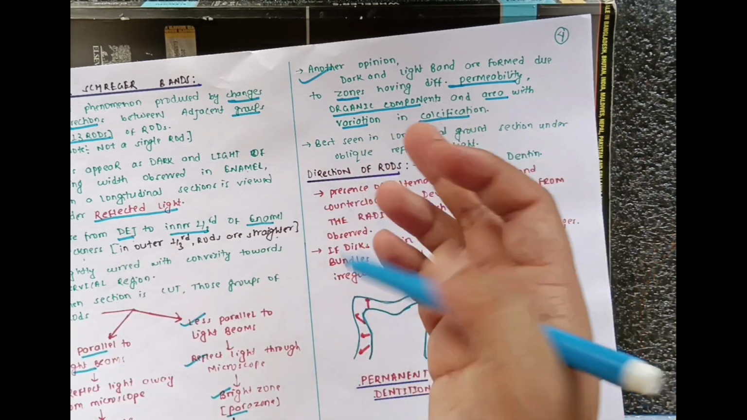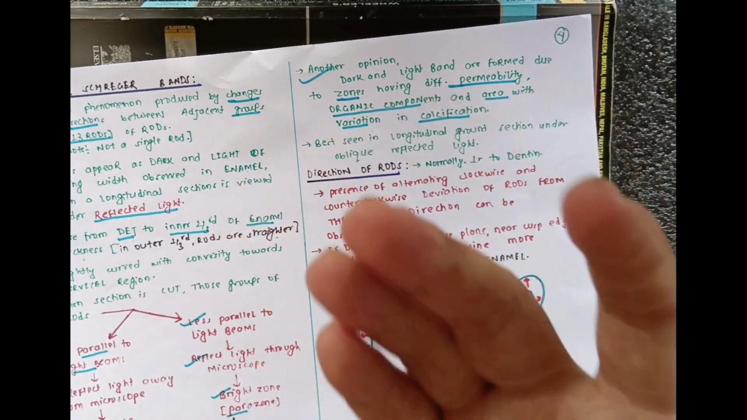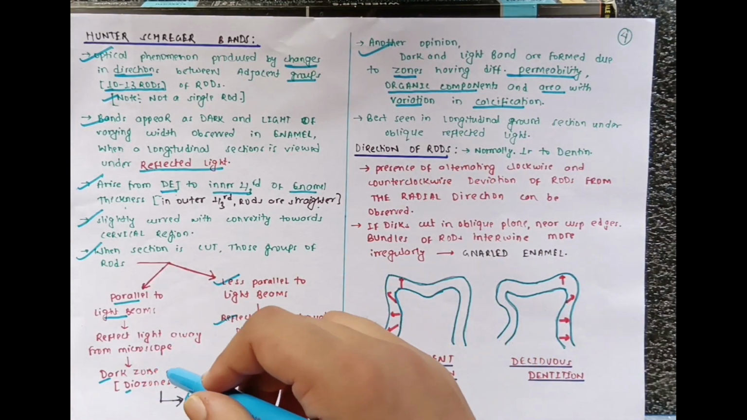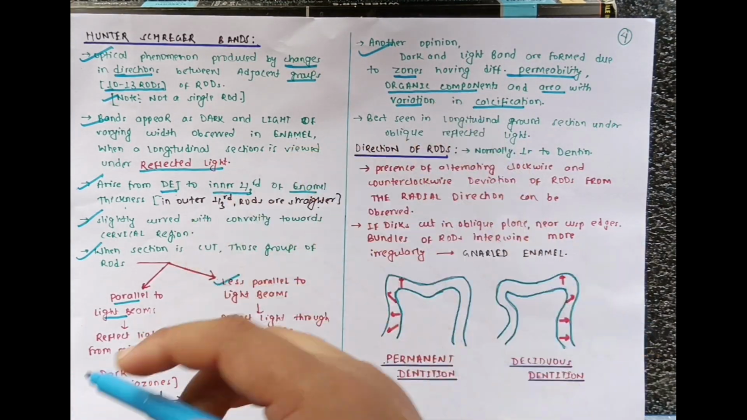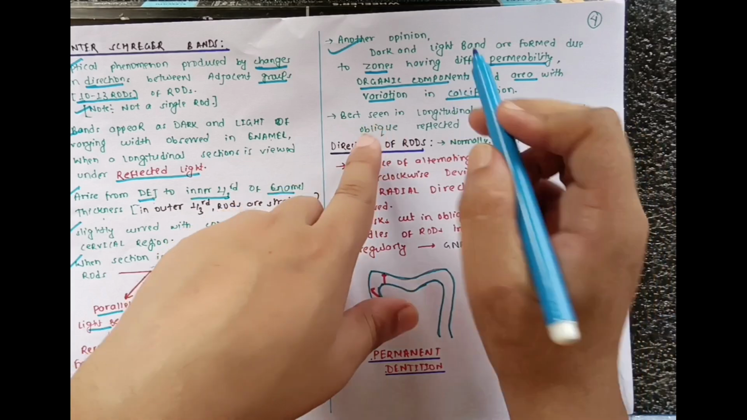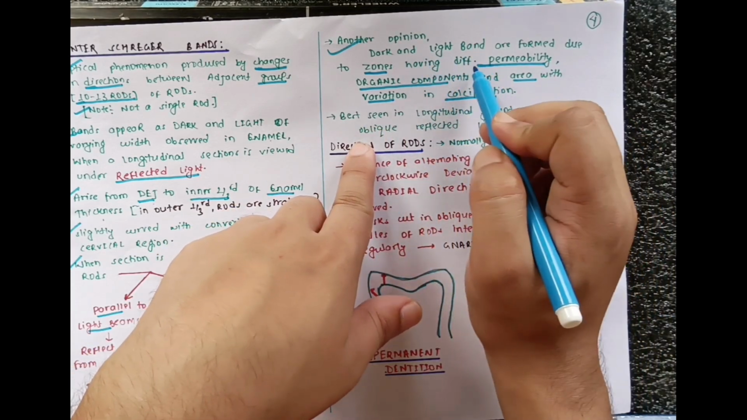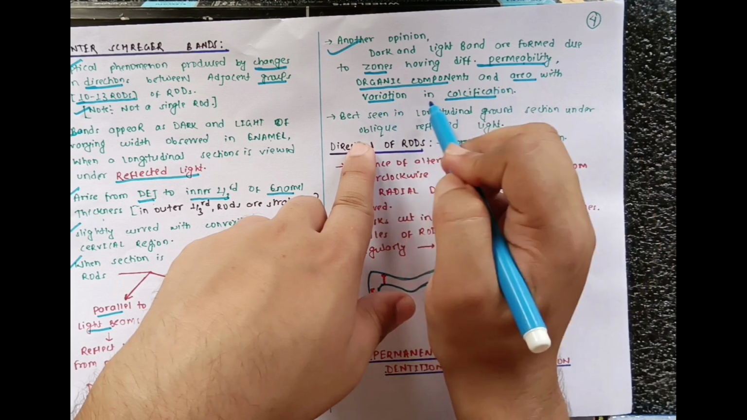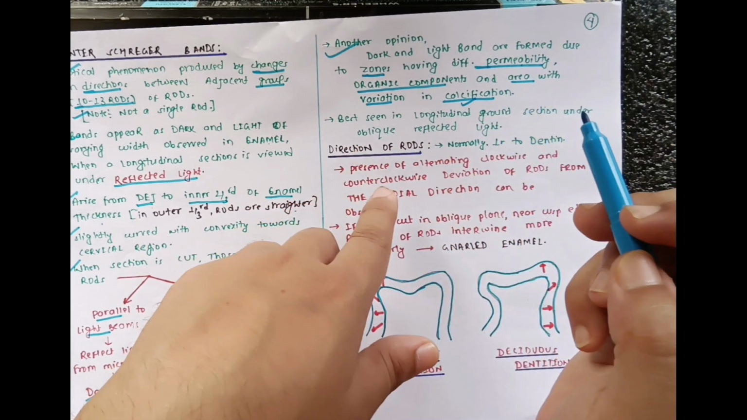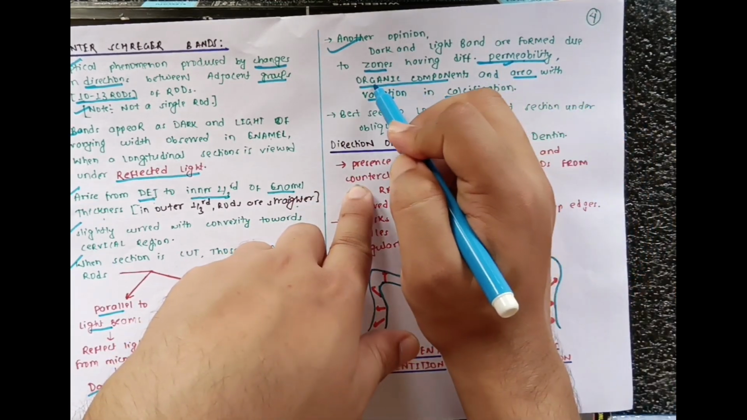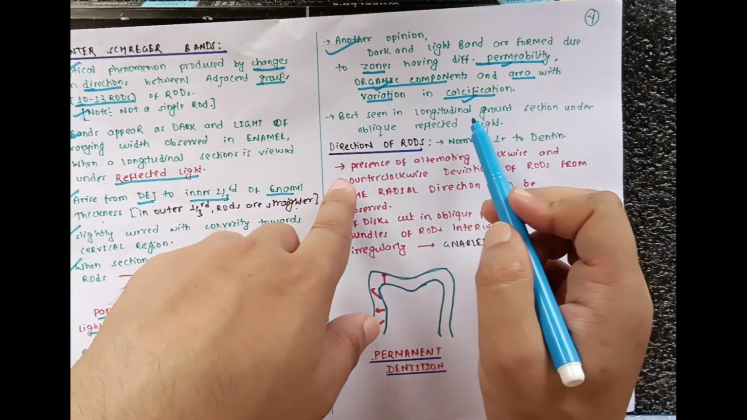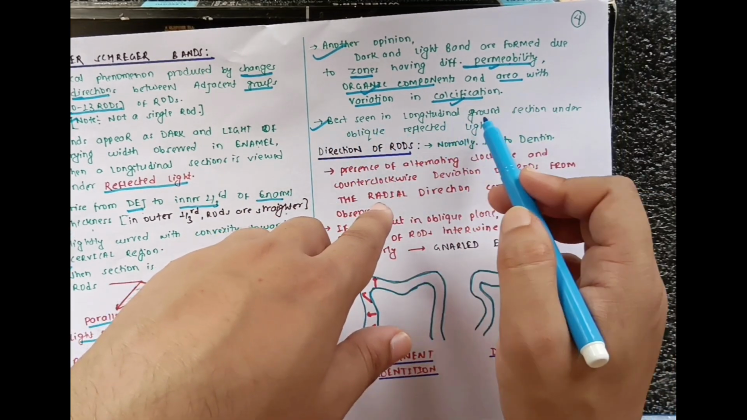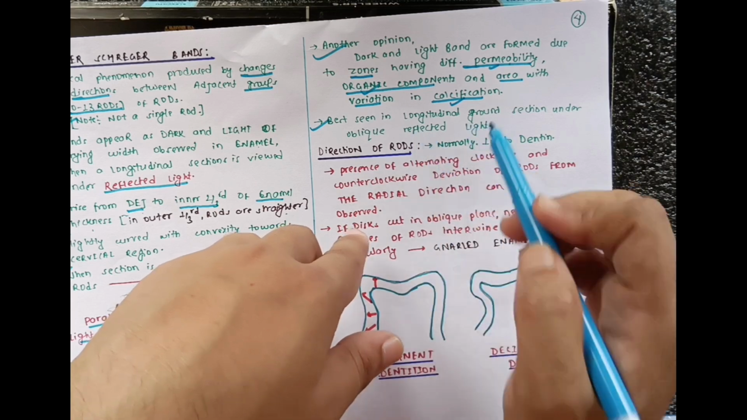So they can ask you in the viva how the Hunter-Schreger band is formed. You can explain it this way, and if they ask for the other group of opinion, then we can say that it is formed due to the difference in permeability, organic components, and the area with variation in calcification. So permeability, calcification, and the organic component, and it is best seen in the longitudinal ground section under oblique reflected light.